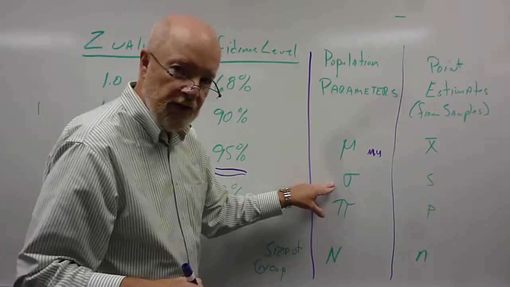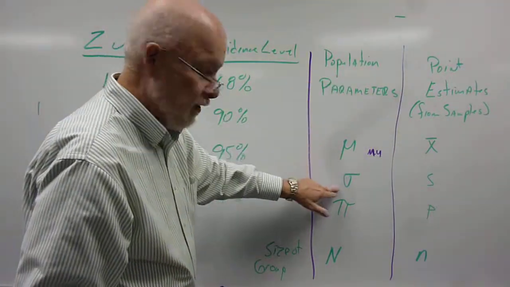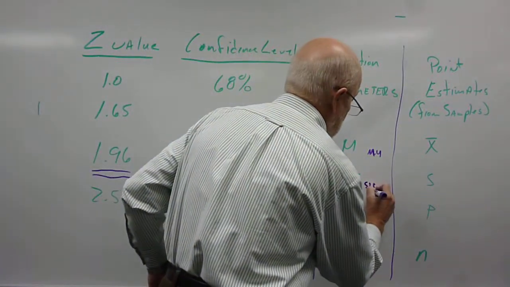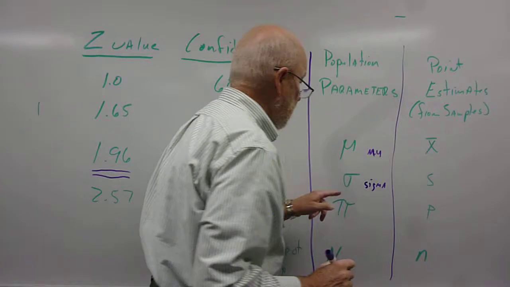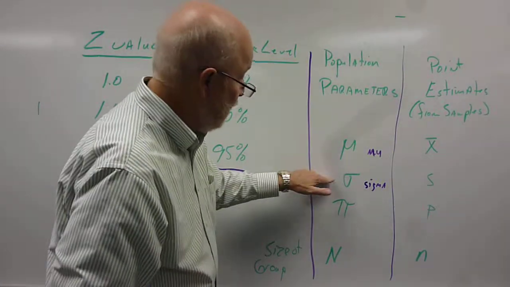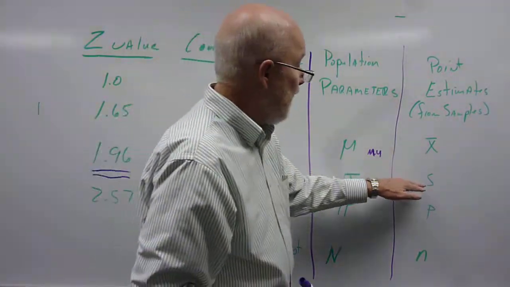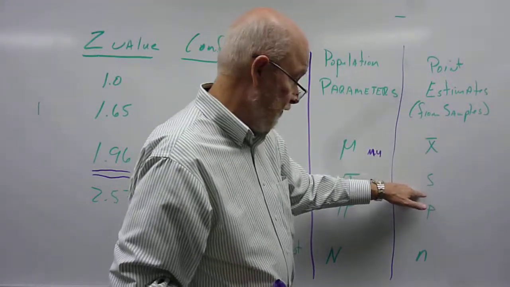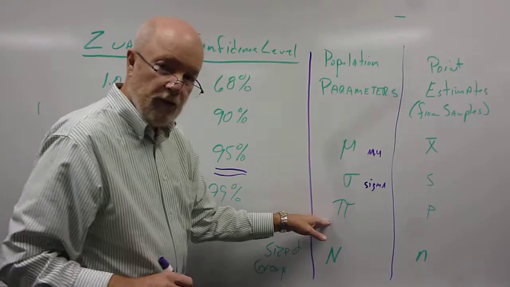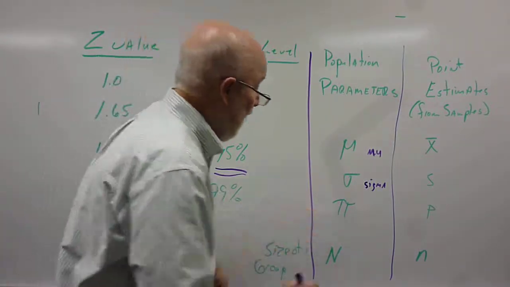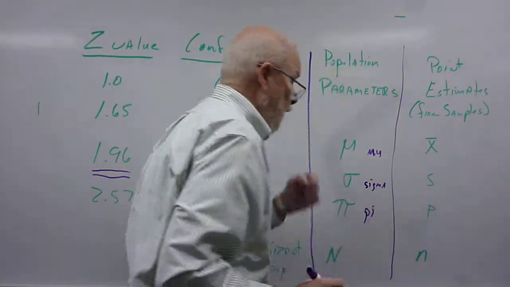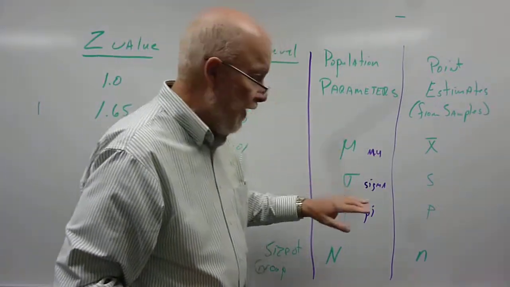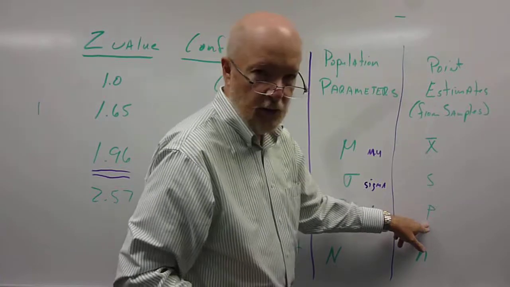If we're looking at the standard deviation in the population, we're dealing with the letter sigma. That's the standard deviation, sigma. In Greek, we see that, and we're dealing with the population. Very seldom do we know that. What we have is a point estimate for that called S, the standard deviation of the sample. If we're looking at a population proportion, it's pi. We have pi is the population proportion. Seldom do we know that. We have a sample proportion, and that's the small letter p.